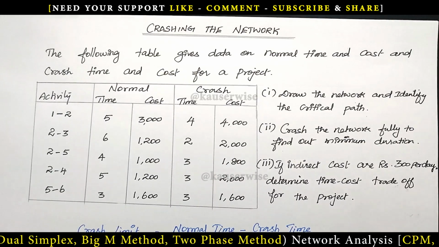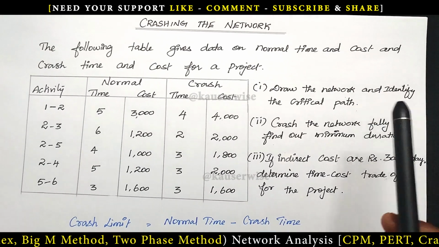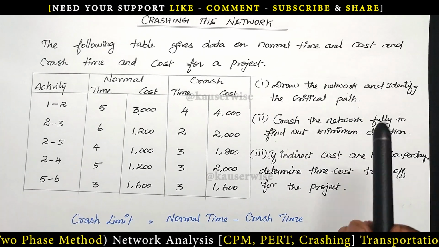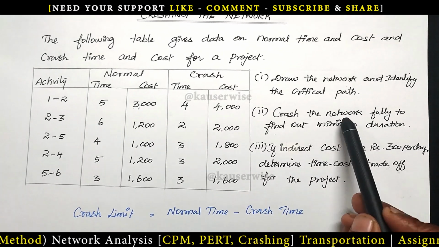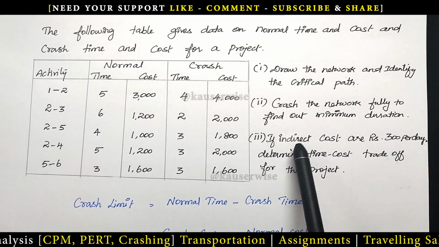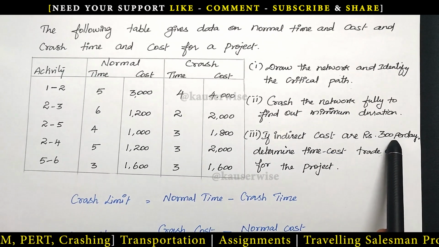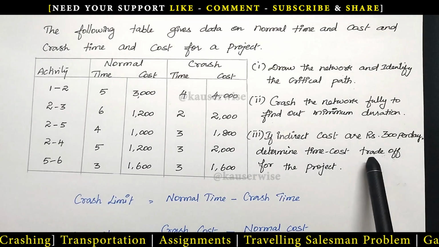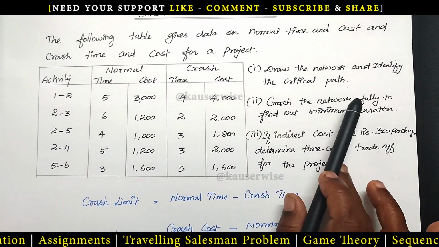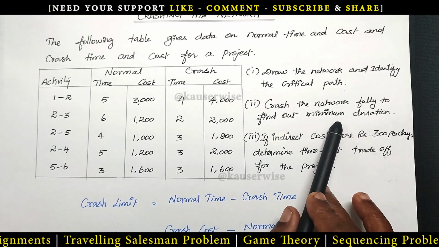See the problem. So far we have done the first part, that is, we have drawn the network and identified the critical path. The next question is, crash the network fully to find out minimum duration if indirect cost are 300 per day. Determine time cost trade-off for the project. Now we are going to crash the network to find out the minimum duration.